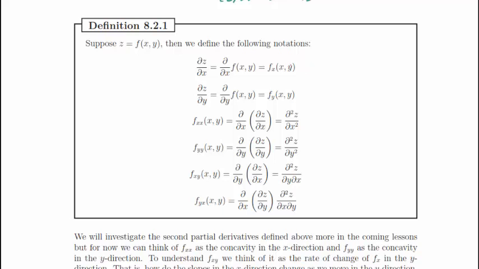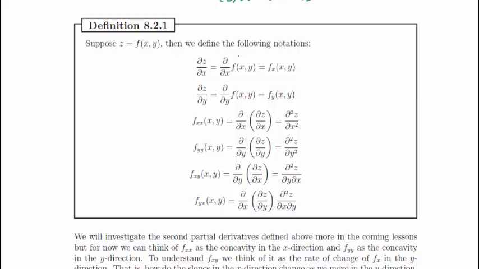Where was I? Suppose z equals f of x comma y, then we define the following notations. The partial of z with respect to x equals the partial with respect to x of the function f of x comma y, which we write equals f sub x of x comma y, and we read this as the partial of f with respect to x. Similarly, we can have the partial of z with respect to y equals the partial with respect to y of f of x comma y equals f sub y of x comma y.